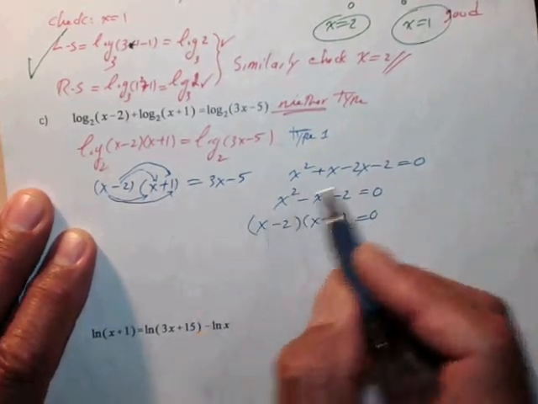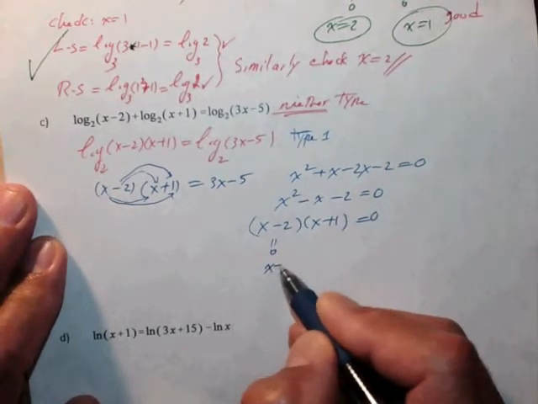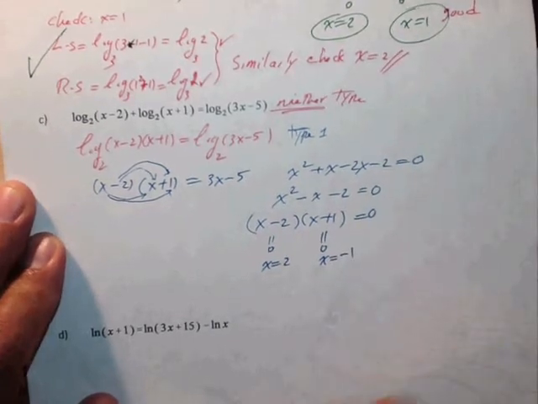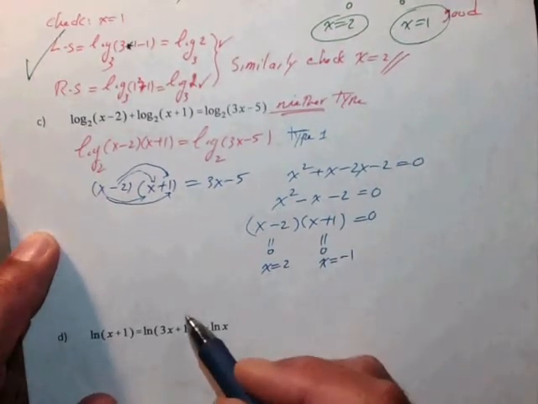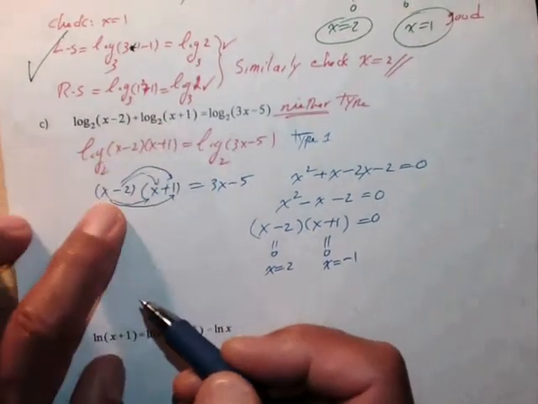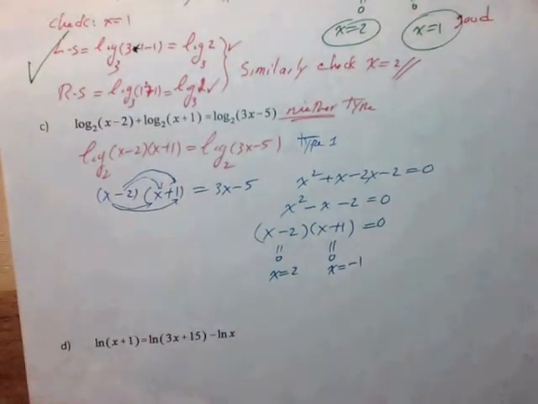If you couldn't factor it, use quadratic formula. So if I put this one equal to 0, I get 2. Put this one equal to 0, you get x equal to minus 1. Now I have to check. If I put x equal to minus 1, you see, check.